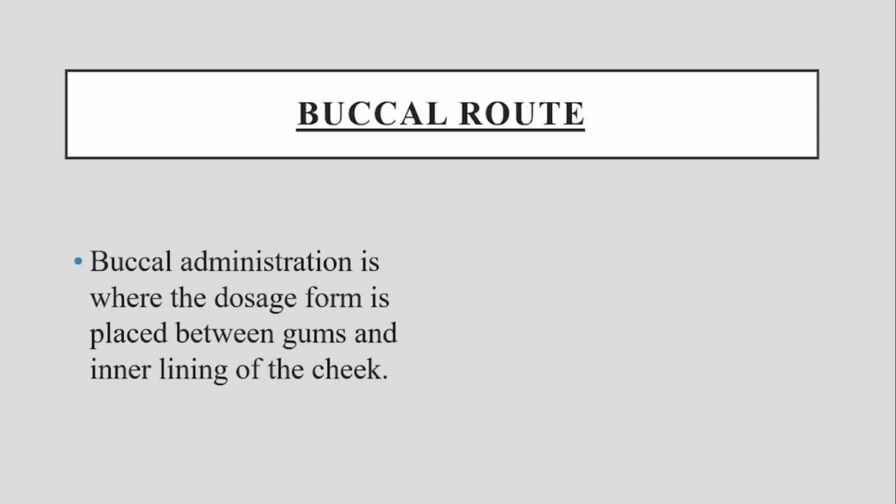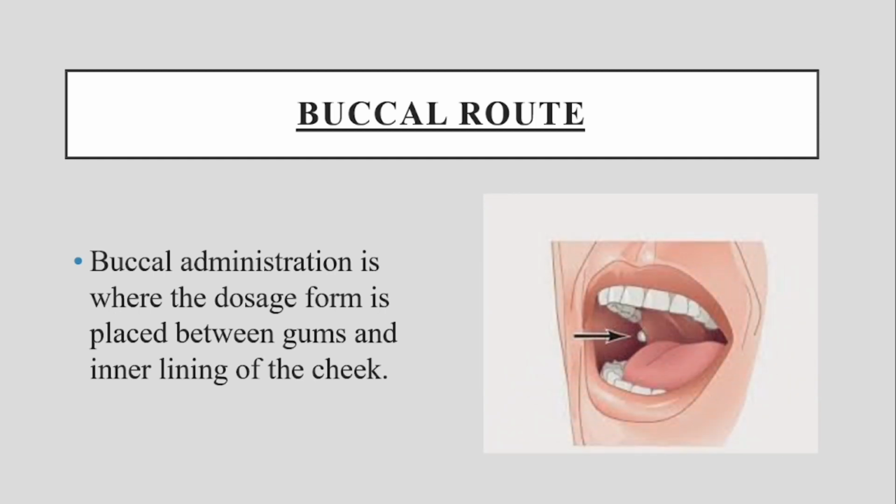After sublingual route, we have buccal route. Buccal administration is where the dosage form or the drug is placed between the gums and the inner lining of the cheek. In this picture you can see the tablet is placed between the gums and inner lining of the cheek. Advantages of the buccal route.